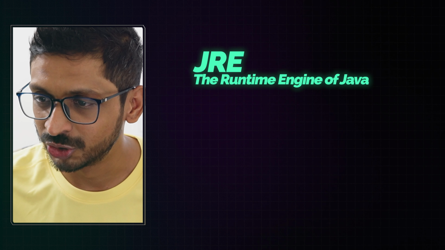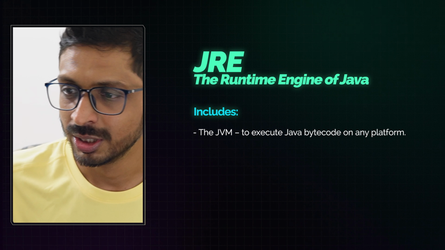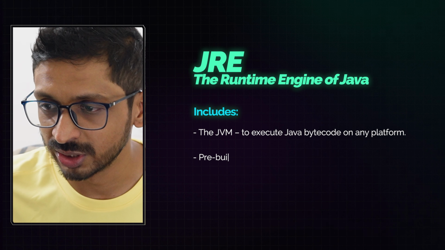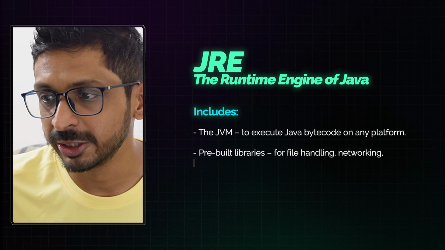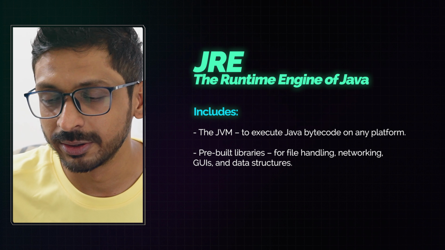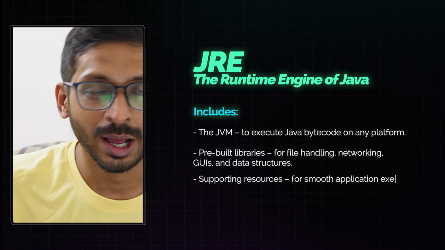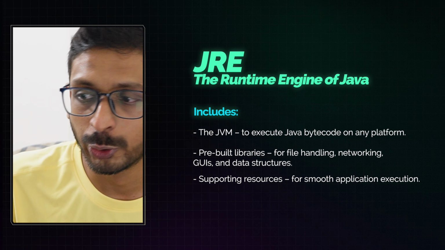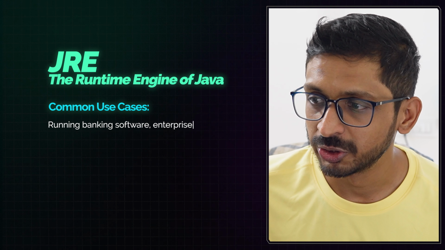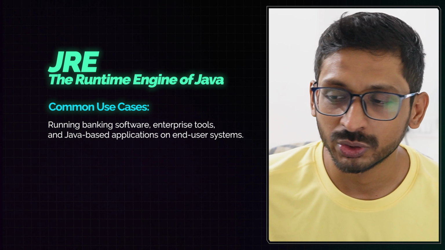At its core, the JRE contains the JVM. That is, the JVM is part of the JRE, which runs your Java bytecode on any platform. It also includes a set of pre-built libraries, ready-made tools for file operations, networking, GUIs, and data structures. And it bundles the supporting resources which are needed to make sure your applications run smoothly end-to-end. You will find the JRE used in places like banking software, enterprise applications, Java-based desktop tools, especially on end-user machines.